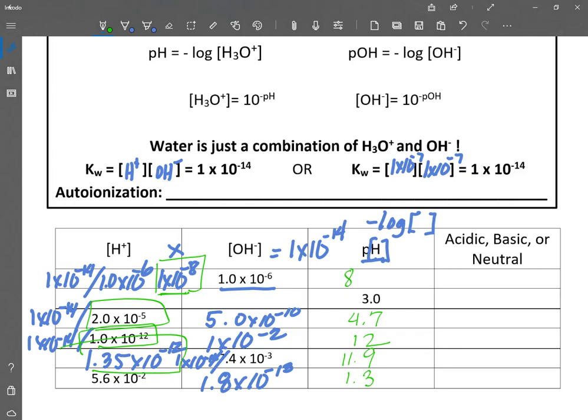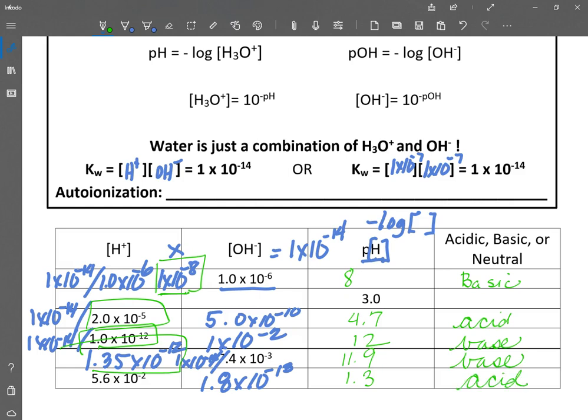All right. We know that anything that's above a 7 is basic, so an 8 is basic. 4.7 is below 7, so that's an acid. 12 is above 7, so that's a base. 11.9 is going to be a base. 1.3 will be an acid.